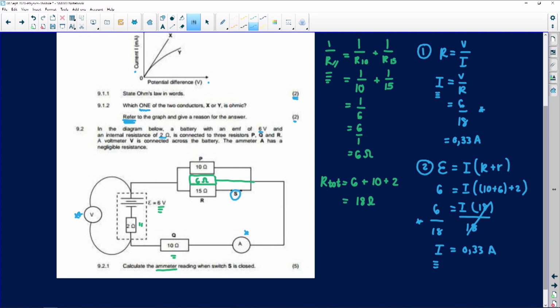So as you can see, you could have used this method or this method, and this was going for 4 marks. The only tricky thing, you needed to look that these two were in parallel, but in series with all the others, and to take note that the 2 ohm resistor was the internal resistance. And that is how we would have tackled this question. Remember guys, with electricity problems, they remain the same. Practice, practice, and practice.